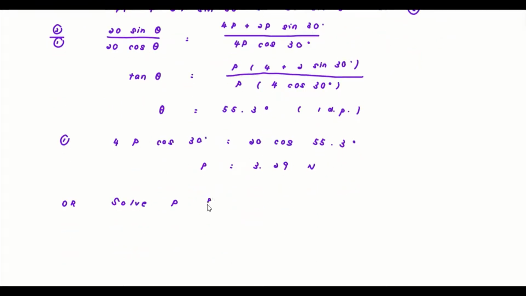Okay, so if you want to solve p first, then you will be using the trigo identity that sine square theta plus cos square theta is equal to 1. By having this, you are eliminating your theta, then you can solve your p first. So this is the alternative way that you can solve it.